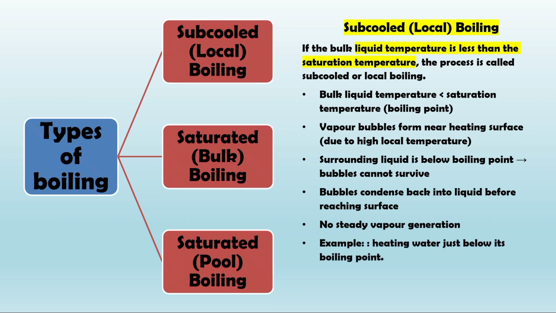Example of this boiling is heating water just below its boiling point. In simple words, when water is heated at 90 degrees Celsius on a hot plate, bubbles appear near the plate, but vanish in the liquid.